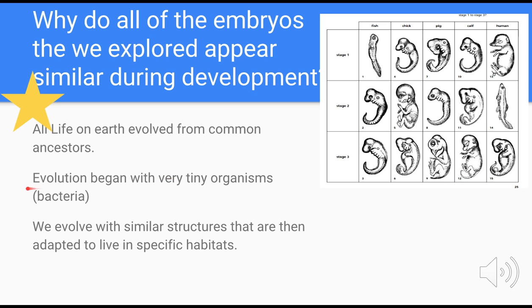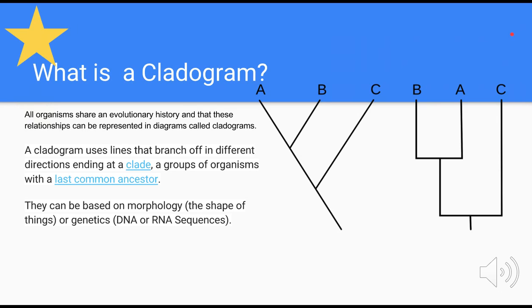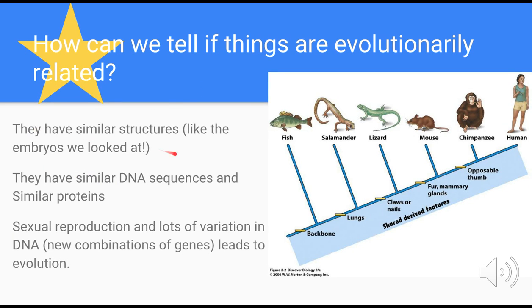All organisms on life evolved from bacteria, and we've all evolved with similar structures that are adapted to live in specific habitats. So humans, we looked at the mammals, humans, calves, and pigs all had features that looked more identical at the later stages, and that's because we're more closely related evolutionarily. So you can look at the structures that an organism has, like arms, legs, teeth, beak, anything like that, to see if they're genetically related, evolutionarily related. Like these guys both have thumbs, so we're more evolutionarily related. All of these guys have fur and mammary glands. Those are milk-producing glands, so we're more evolutionarily related.